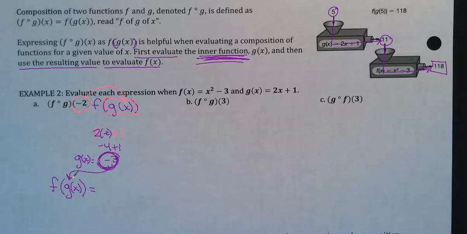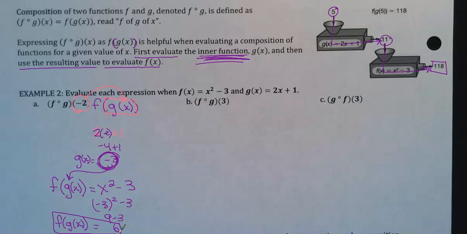So when we have that equation, f of x equals x squared minus 3. Okay, our x this time is negative 3. So we've got this x squared minus 3. So I'm going to put my negative 3 in there. So this is going to be negative 3 squared minus 3. Negative 3 squared is 9. 9 minus 3 is 6. So my f of g of x equals 6.